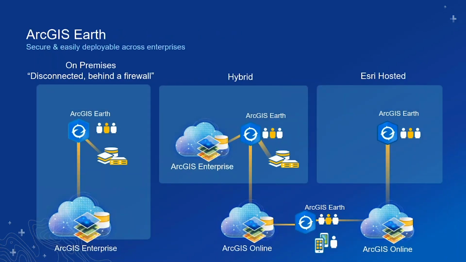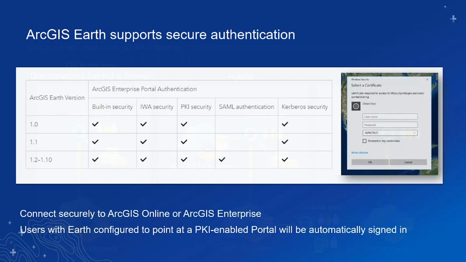ArcGIS Earth is easy to install, and Earth supports secure and configurable deployments behind the firewall. So for on-premises, we even have an Esri hosted or a mix of both, which we call a hybrid version, so I can access online and enterprise at the same time and share content to the public while keeping my content secure. Earth users can then securely access ArcGIS Online and Enterprise. And if Earth is connected to a PKI-enabled portal, users will be able to be automatically signed in.